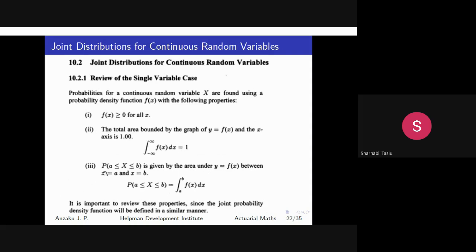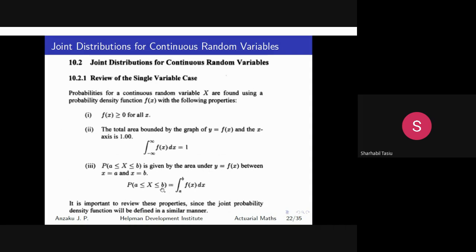Now, the third axiom, or the third condition, or the third property, we say when you are looking for the probability in an interval, it is given by the area under y. So the value is given by the area under y between x equal to a and x equal to b. So this gives us P of a less than or equal to random variable x less than or equal to b is equal to the integral from a to b.